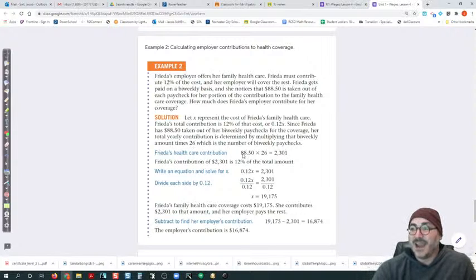So we're going to take the $88.50 and multiply it by 26. And we find that Frida pays, over the course of a year, $2,301 for her health insurance. We know that Frida is paying 12% of the total cost. So we're going to put this into an algebraic equation: 12% of the unknown number is going to be equal to $2,301. Well, we want to get X by itself here. We want to solve for X because we want to know what that total amount is.